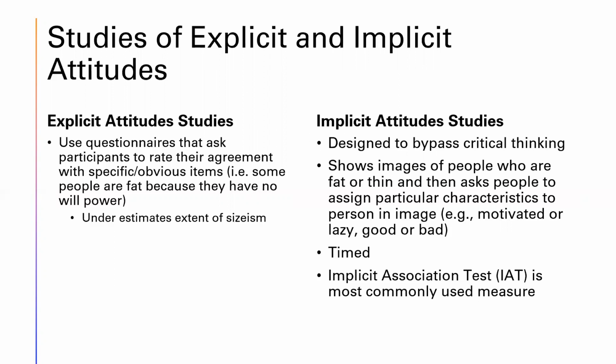What the implicit attitude studies do is show pictures of people who are fat or people who are thin, and ask people to assign certain characteristics to that person in the image. These might include motivated or lazy or good or bad. It's also important to note that it's timed. So the faster that a person associates an image with the word, that's how unconscious it is, okay?